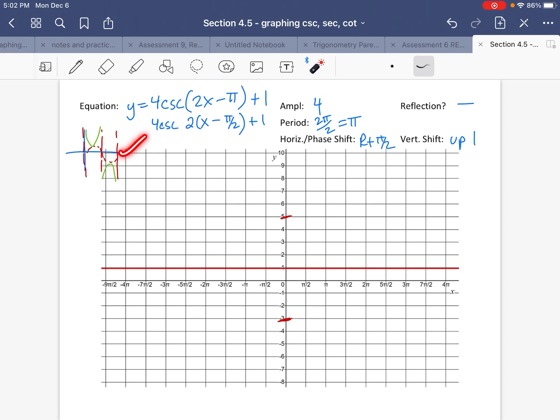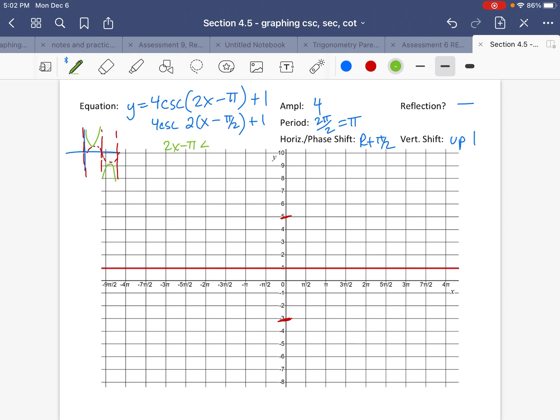So if you kind of mentally think about it, this guy right there is now pi, and we're going to move everything right pi over 2. So that's going to be here, and the other part's going to be there. Okay, so everything got shifted over to the right. And that's basically all you would have to do to start drawing this thing. But let's go ahead and do our asymptotes the old-fashioned way as well.